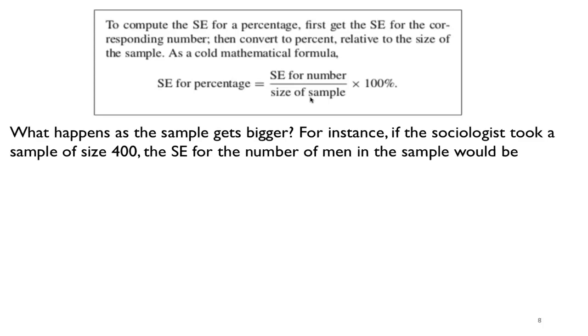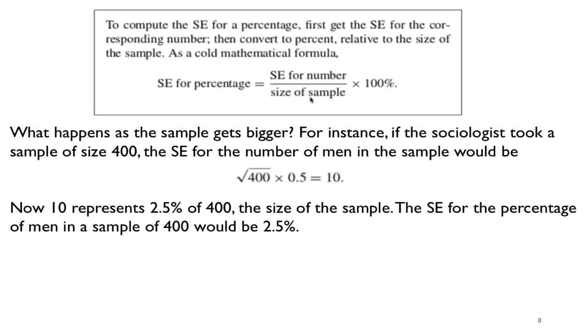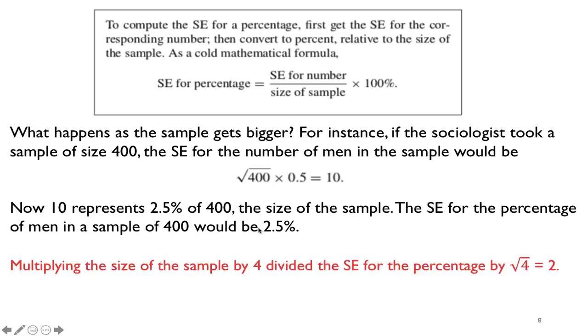Now what happens if we take the sample to be bigger? What if we took 400 instead of 100? Then with 400 the SE would be 10, so notice the SE went up. However, 10 as a percentage of 400 is only 2.5%. So the SE for percentage, taking 10 divided by 400, is 2.5%. So this shows that multiplying the size of the sample by 4 actually cut my SE for percentage by 2, which is the square root of 4.